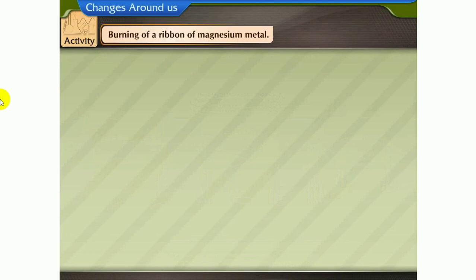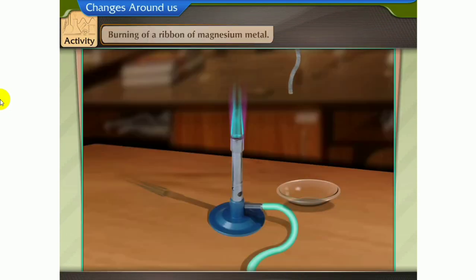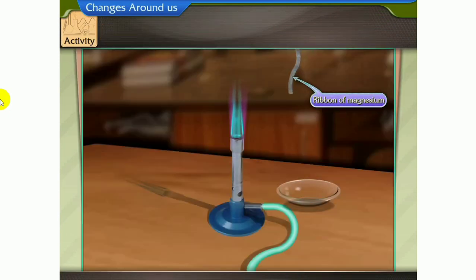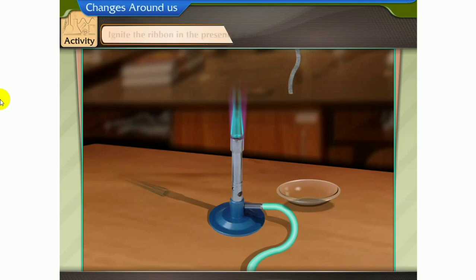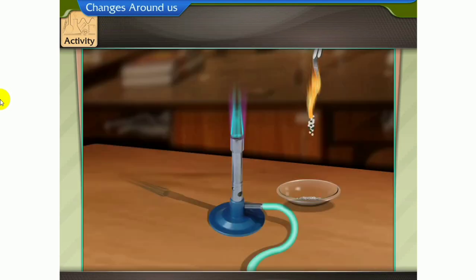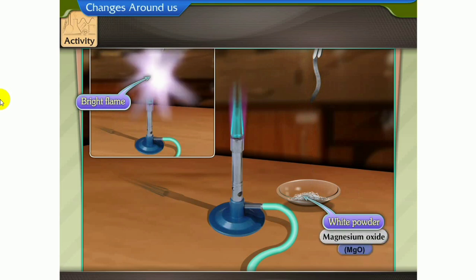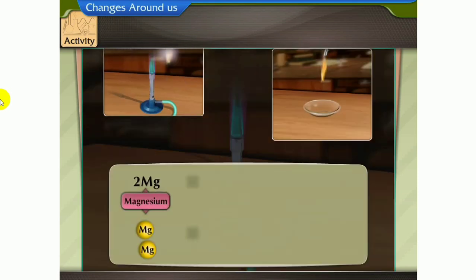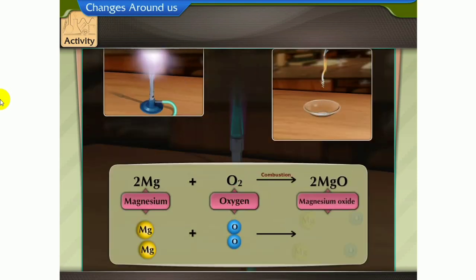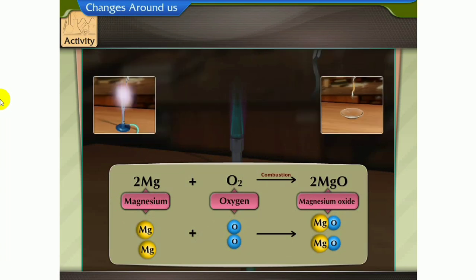Activity. Burning of a ribbon of magnesium metal. Take a ribbon of magnesium metal. Let us ignite the ribbon in the presence of air. The magnesium ribbon burns with a bright flame and a white powder is formed. This white powder is a new substance called magnesium oxide. In this reaction, oxygen combines with magnesium to form magnesium oxide.